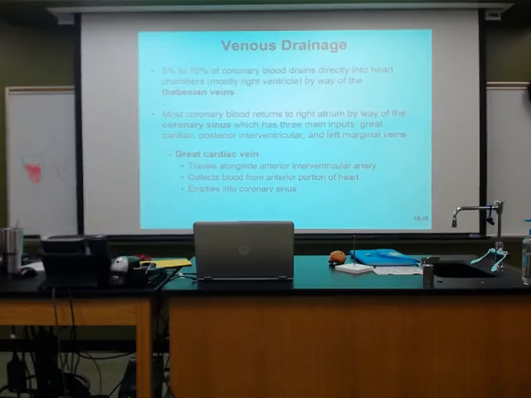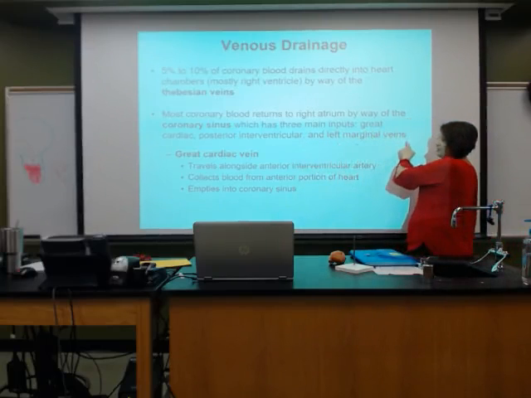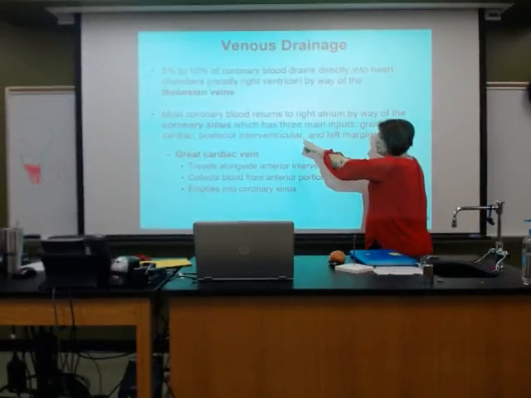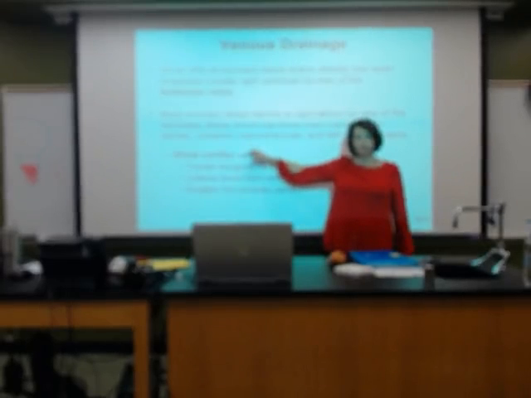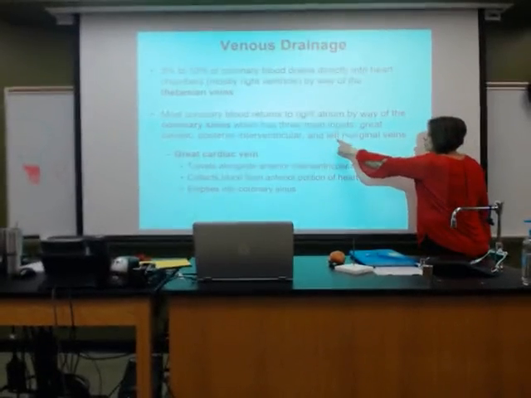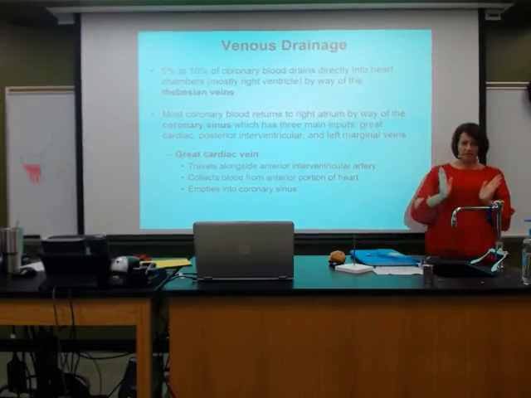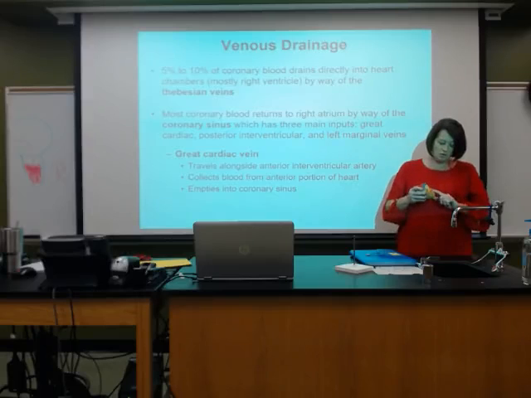Now, when we have that return, we're getting something from the great cardiac vein, the posterior interventricular vein. What did that just tell me? To the back of the heart, and our left marginal. What is that telling me? The left side. And then that part, if you take and look at your heart, okay, you can see these areas that are being referred to.